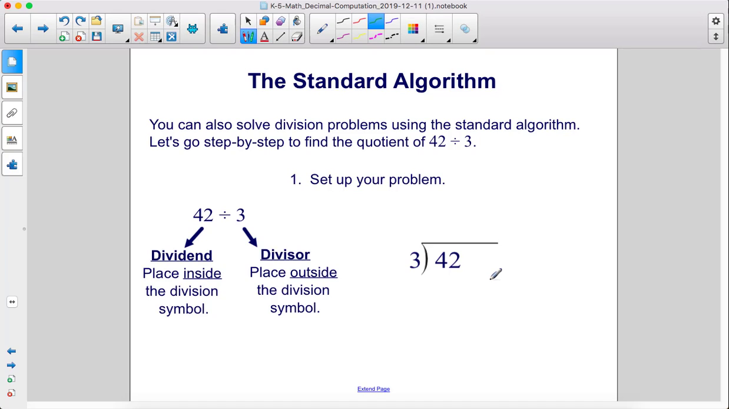You can also solve division problems using the standard algorithm. Let's go step by step to find the quotient of 42 divided by 3. Step 1. Set up your problem. 42 divided by 3, we place 42 inside the division symbol and we place 3 outside the division symbol.